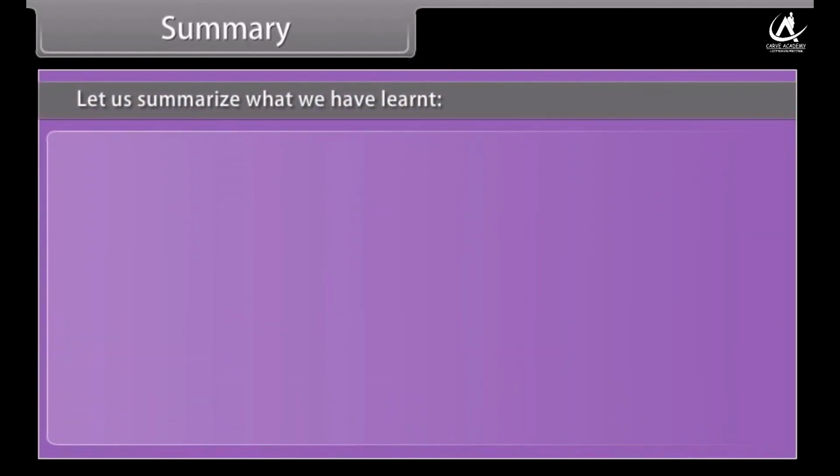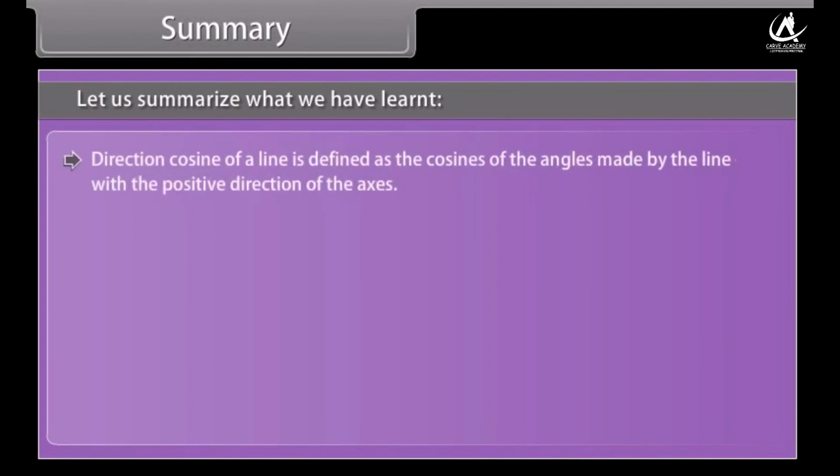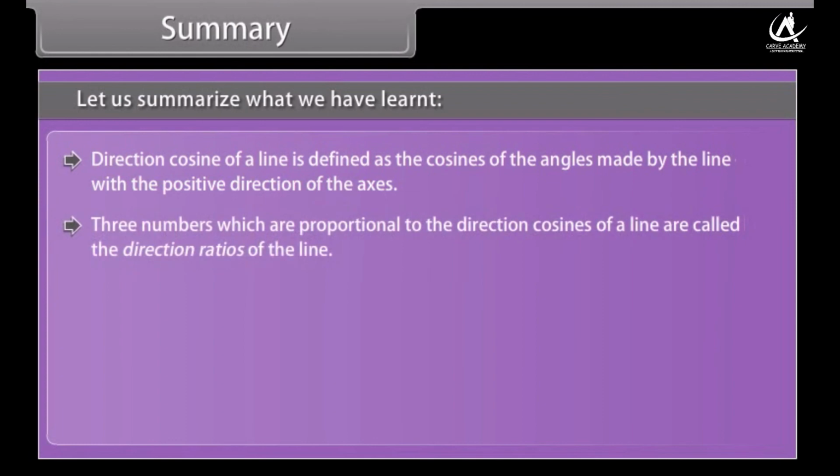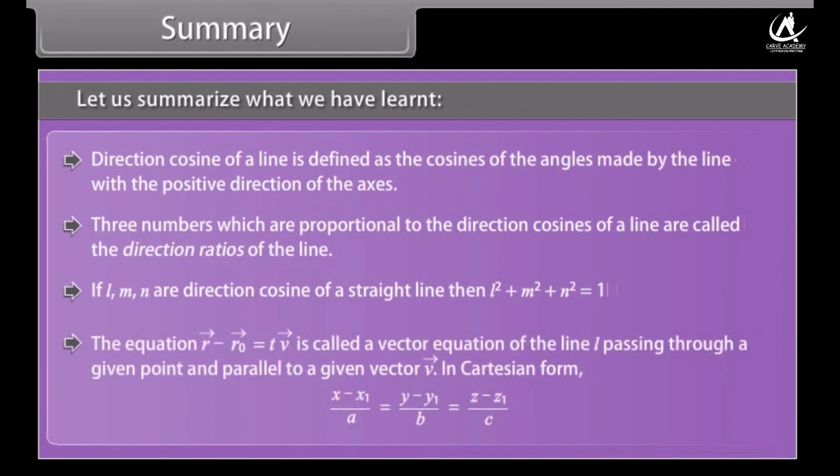Summary. Let us summarize what we have learned. Direction cosine of a line is defined as the cosines of the angles made by the line with the positive direction of the axes. Three numbers which are proportional to the direction cosines of a line are called the direction ratios of the line. If L, M, N are direction cosines of a straight line, then the equation is called a vector equation of the line L passing through a given point and parallel to a given vector V.